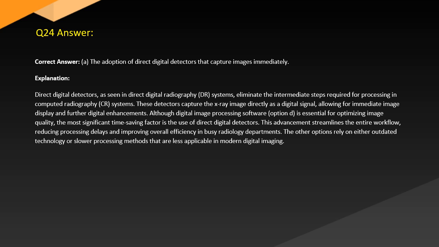and further digital enhancements. Although digital processing software, option D, is essential for optimizing image quality, the most significant time-saving factor is the use of direct digital detectors. This advancement streamlines the entire workflow, reducing processing delays and improving overall efficiency in busy radiology departments. The other options rely on either outdated technology or slow processing methods that are less applicable in modern digital imaging.